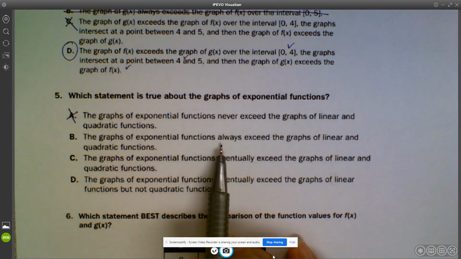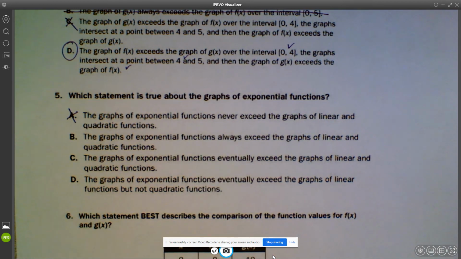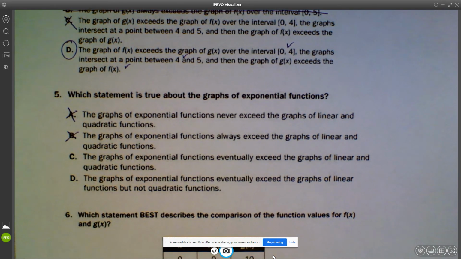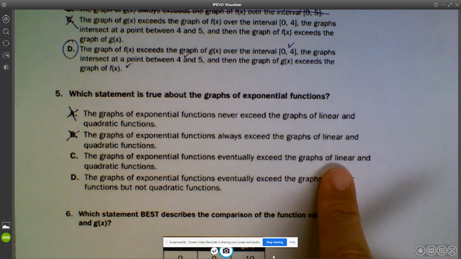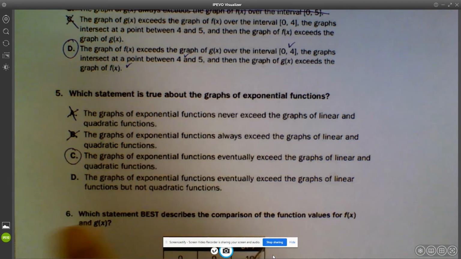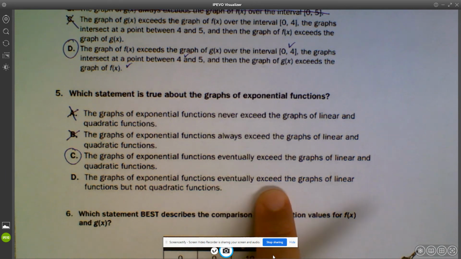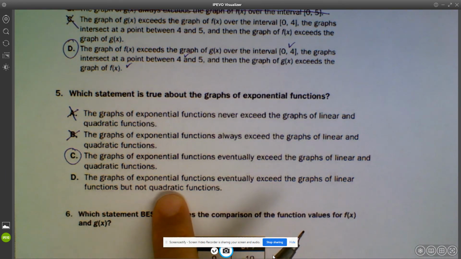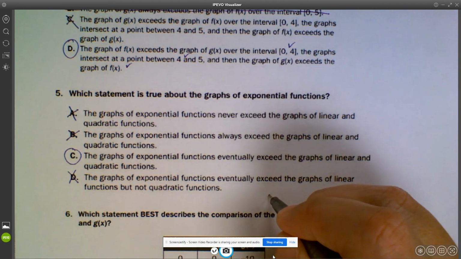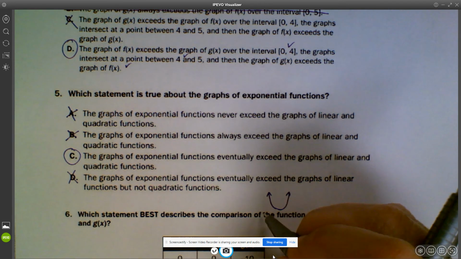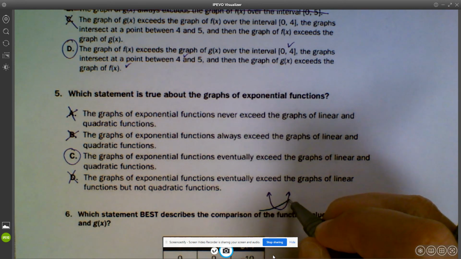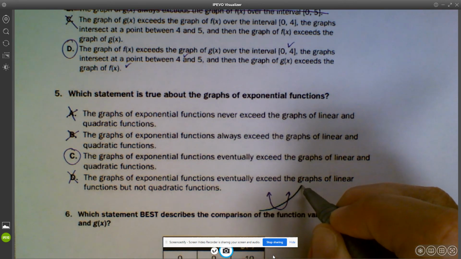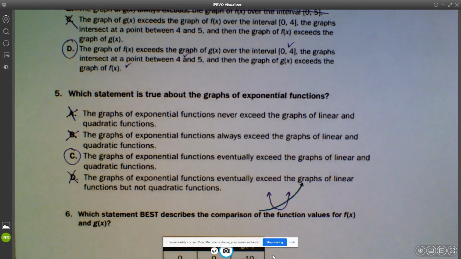The graph of exponential functions always exceed? No, look at the last graph we just did. It doesn't always exceed. The graph of exponential functions eventually exceed the graphs of linear and quadratic? Yes. The graphs of exponential gradually exceed linear but not quadratic? No, that's not the case. Even if you've got some crazy long super quadratic, and you've got an exponential that's just laying low for the longest, eventually it's going to take over and start to get taller much faster.